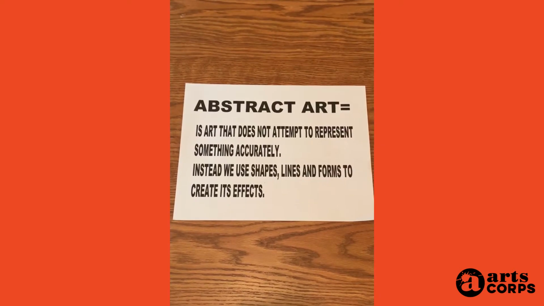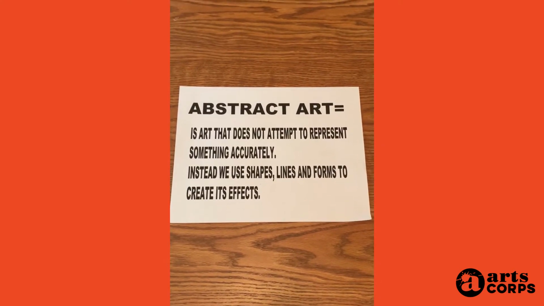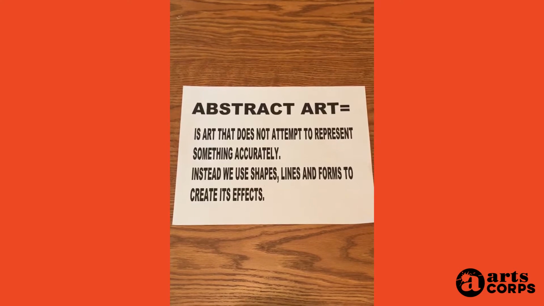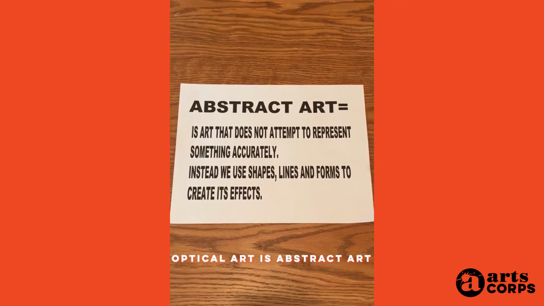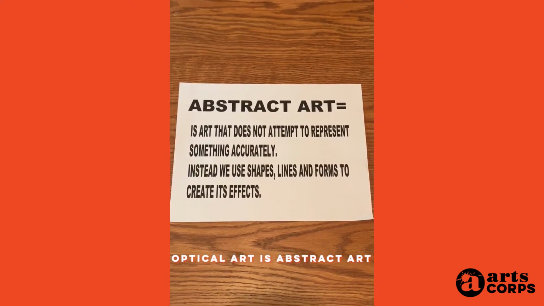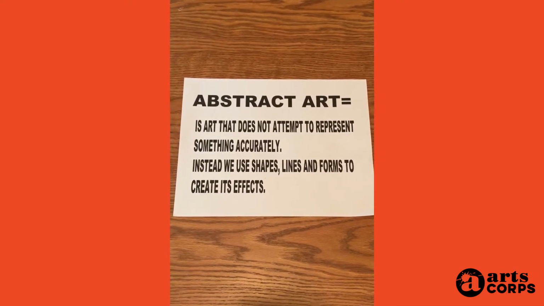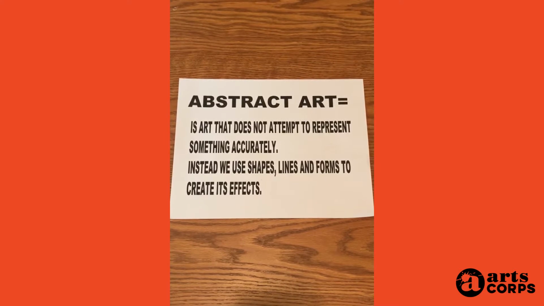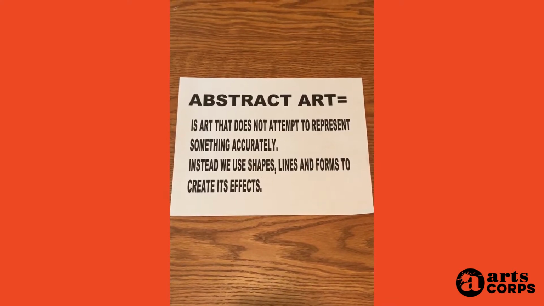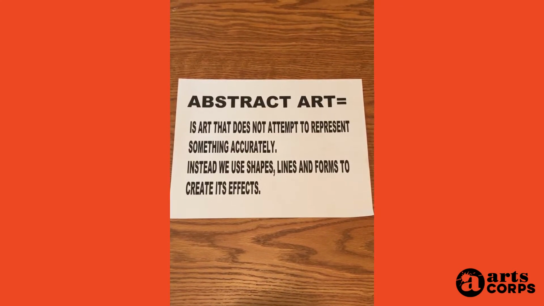I teach visual arts, and today we are going to explore the world of optical art, or creating illusions with art. As I stated before, we will be doing some opt art, and opt art is an abstract art form. And I'm going to give you a definition of abstract art. It is an art that does not attempt to represent something accurately. Instead, we use shapes, lines, and forms to create its effects.